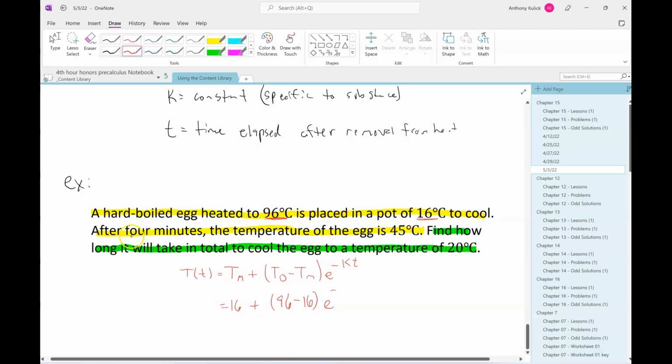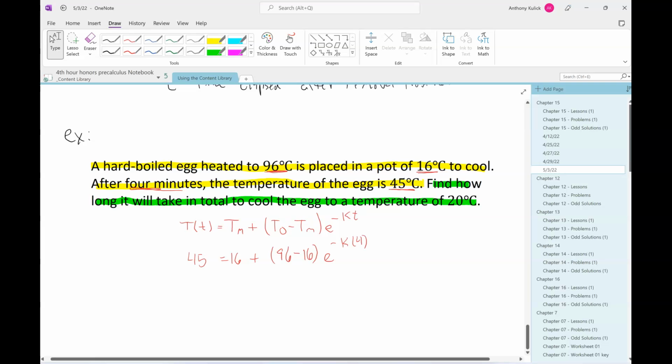Okay. 4 minutes is definitely the T. And then, so the 45 has to be our T of T. Everybody cool with how we set this up so far? All right, let's solve for K. What do you want to do first?